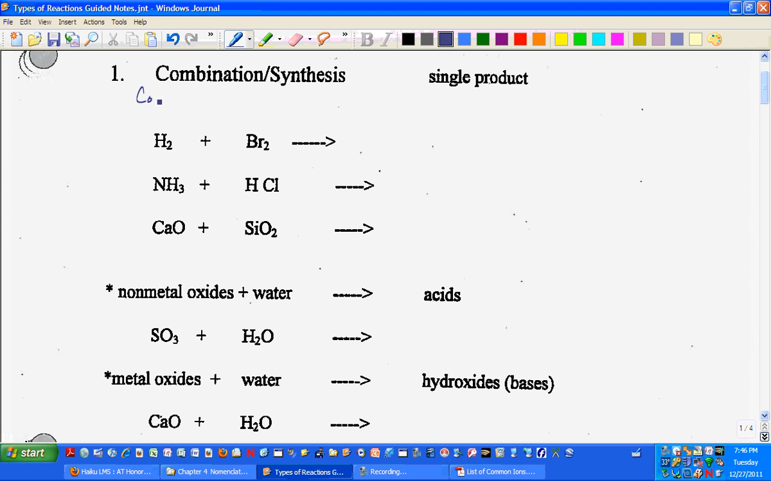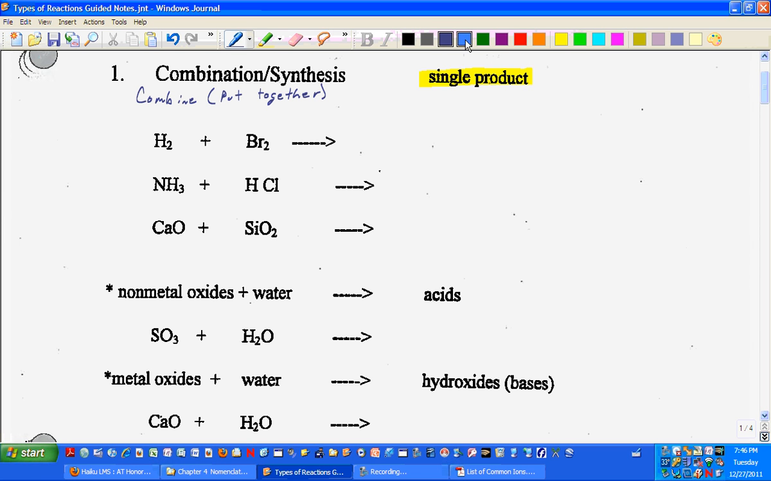Combination comes from the word combine, which means put together. So that's what we're doing in a combination or synthesis reaction. Synthesis is simply a fancy word for combination, putting together. Our visual clue with any of this is that we will see one single product. We're going to make one thing. We're going to take a couple of things, put them together, and make one single thing.